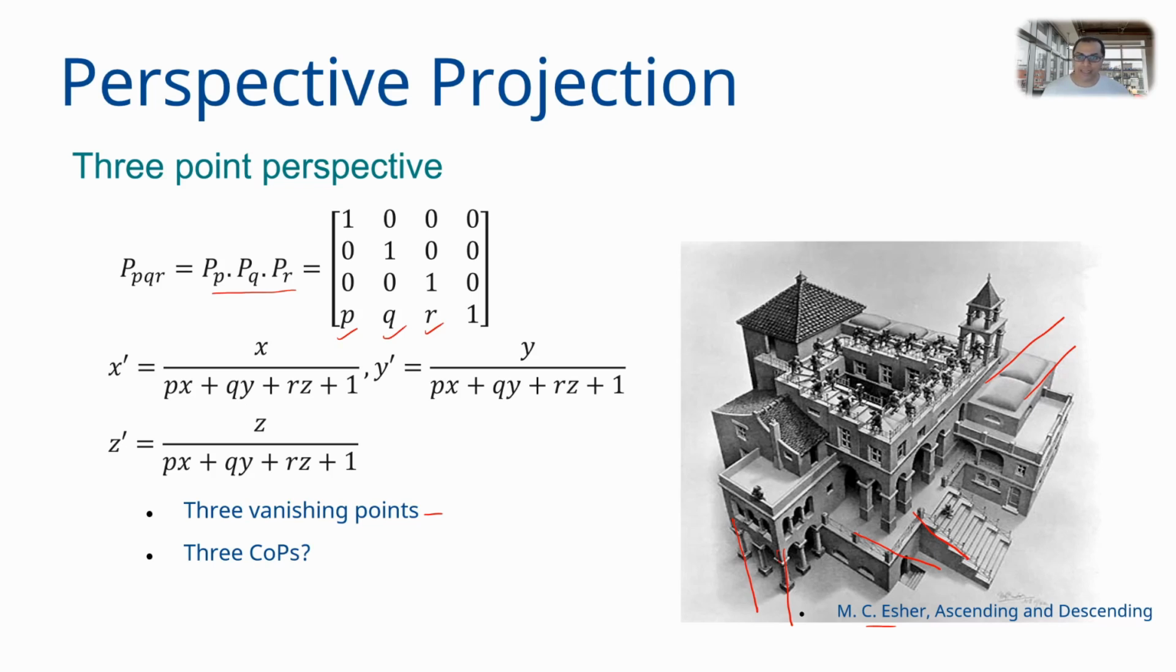But again, the question arises: do they have three centers of projection? And that does not seem likely, right? Because you cannot put the camera center at three locations at the same time to create just one image. So what is happening here? How are we creating the 2-point perspectives and 3-point perspectives?